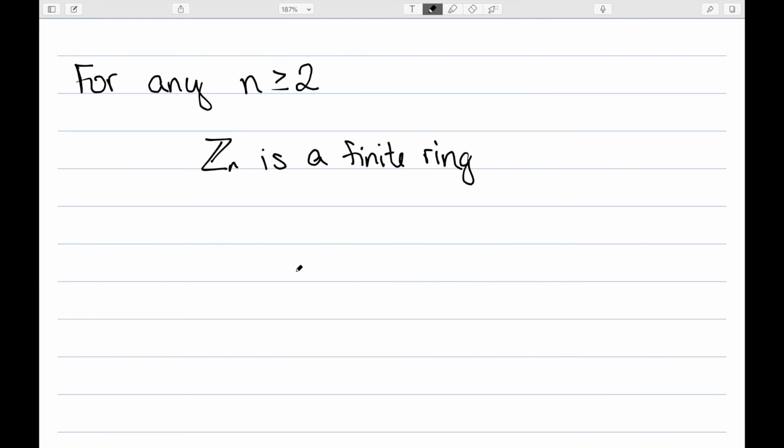So far, all of my examples of rings have been infinite rings. They've had infinitely many elements. Well, if we pick any n greater than or equal to 2, then we can talk about Zn. This is a finite ring. We define multiplication by multiplication modulo n and addition by addition modulo n.